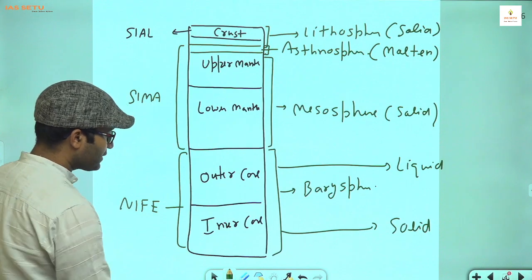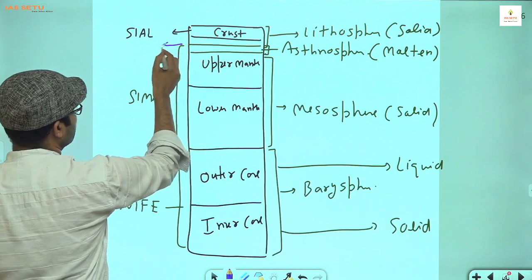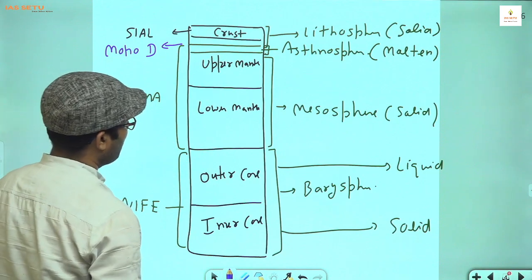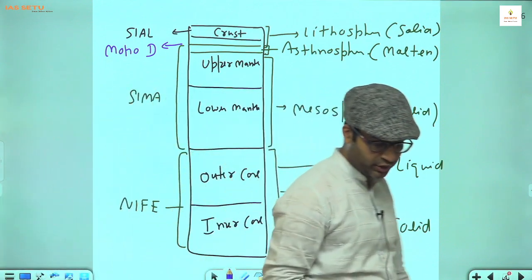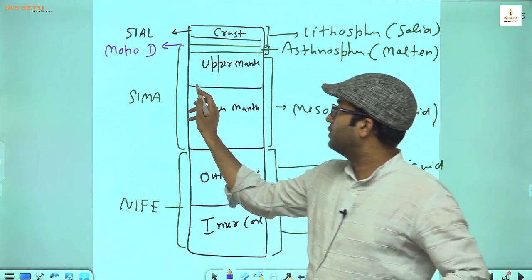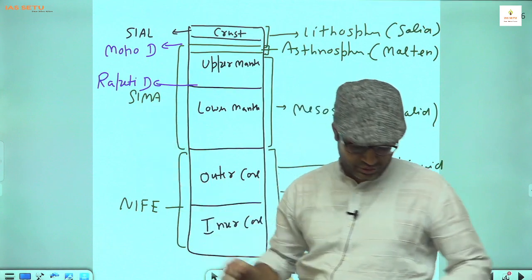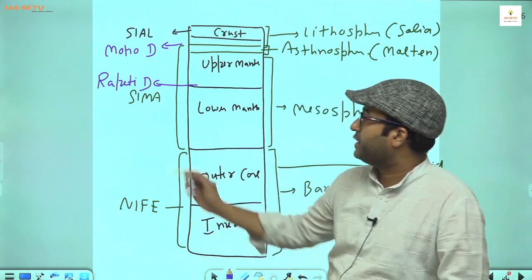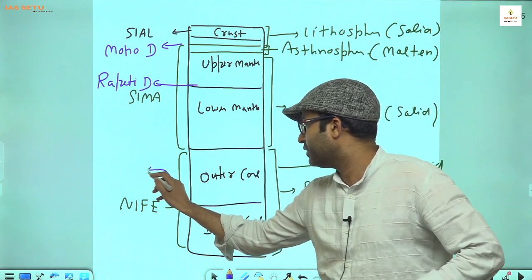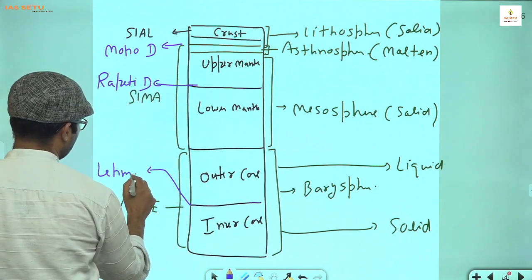Okay. Now next is you can write about discontinuity. Here between this crust and mantle we have Moho discontinuity. Okay, so we have Moho discontinuity. Next we have Repetti, R-A-P-E-T-T-I discontinuity, which is between upper mantle and the lower mantle. And there is a discontinuity between outer core and inner core, which is known as Lehman discontinuity.